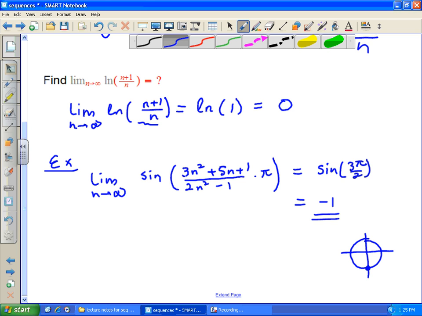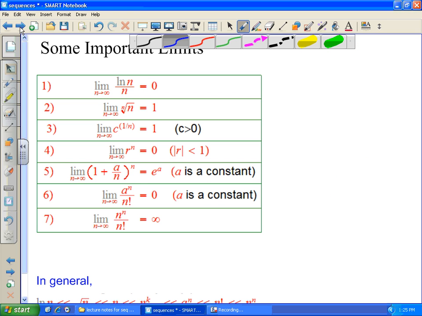Okay. Now there are some limits that will come up very often in this section and the next few sections alike. And I call these some important limits. And here's a list of all of them. Let's take a look at those right now. And in the next few moments, I'm going to try to prove some of them.